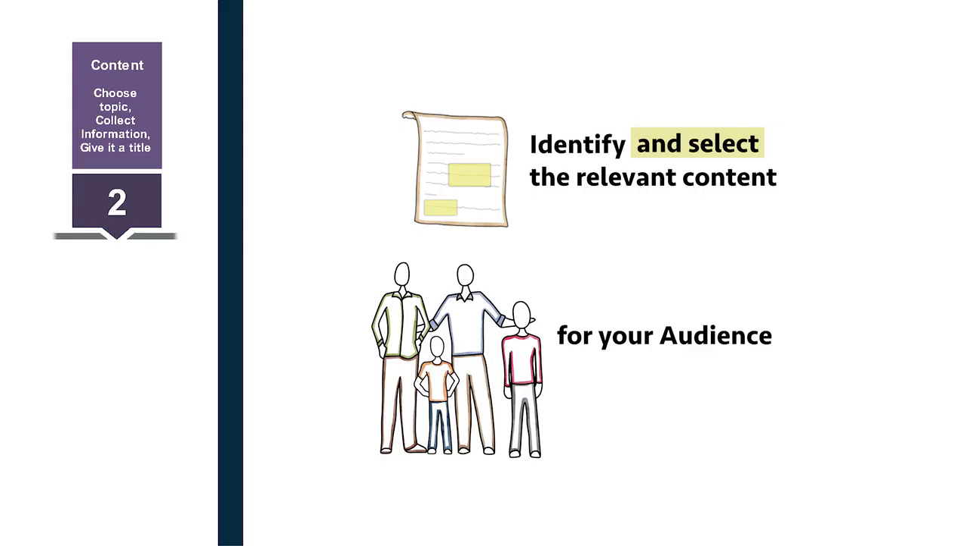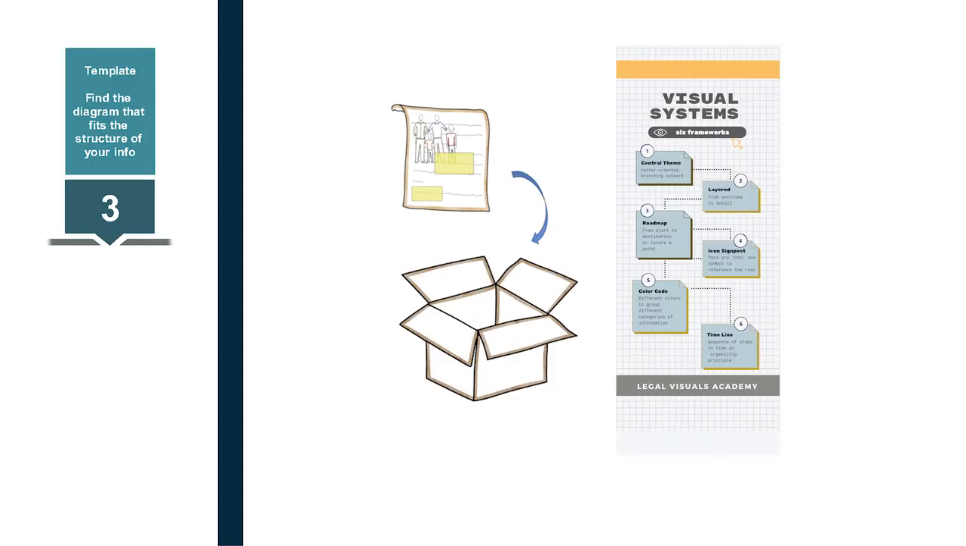In step 2, you will select the information and expertise that you identify as most relevant for your audience. In step 3, you search for the template, the visual framework that works best for the structure of the content. You can use the 6 frameworks as a place to start. Once you have a rough idea, you can search through different collections of diagrams. Remember to experiment with different frameworks. Trial and error is your best teacher.